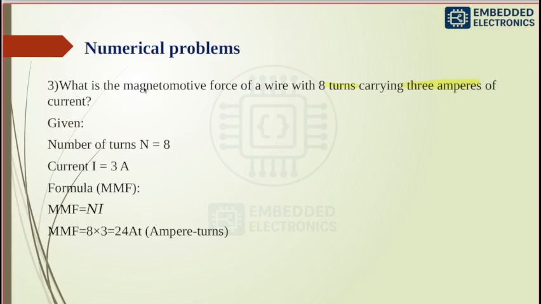And what is the magnetomotive force of a wire with 8 turns carrying 3 amperes of current? So 8 turns, here we have N, and 3 amperes means current. Turns means N. Now we need to find magnetomotive force. So magnetomotive force MMF equals N into I. We have the formula. Substitute the values, then you will get 24. The unit of magnetomotive force is ampere turns.